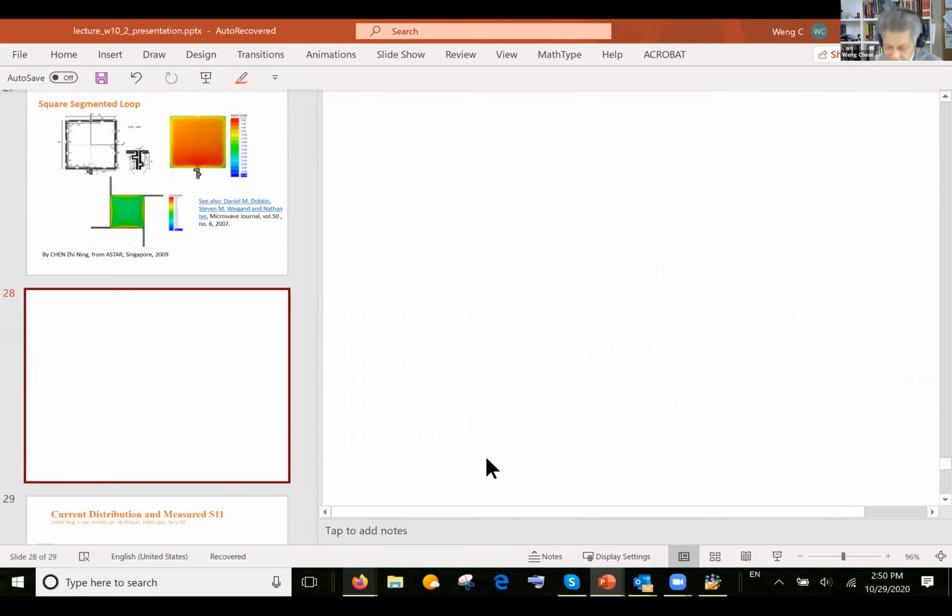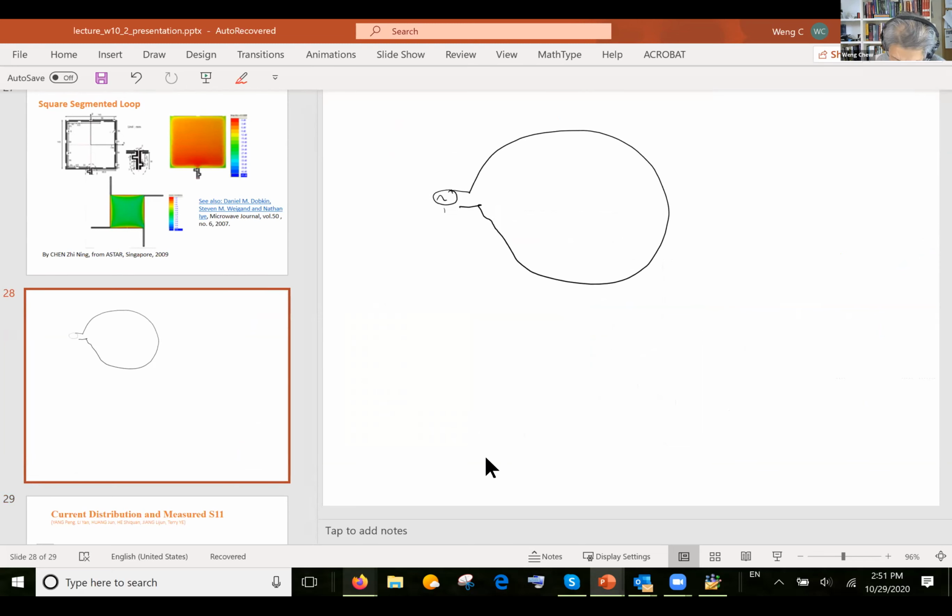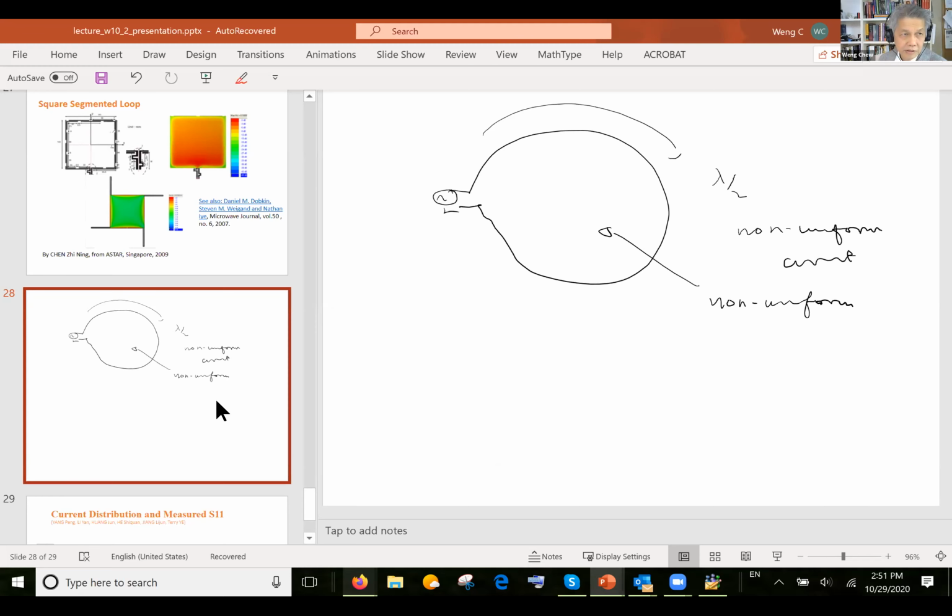The reason is that if you just have a simple loop antenna and you drive it with a source, when this length is roughly lambda over 2, the loop antenna will start to resonate. When it starts to resonate, it would have non-uniform current. And that's not good. If it's non-uniform current, it means that the field is non-uniform inside, and if it's non-uniform inside, it will not make a good reader. This is used for an RFID reader.